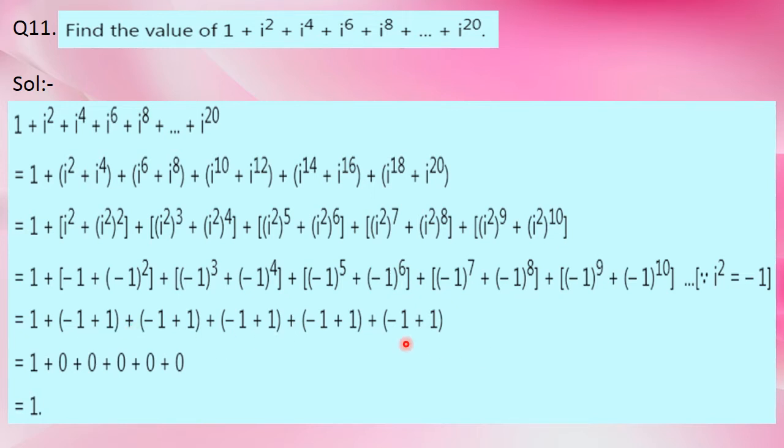Now we see each bracket contains negative 1 plus positive 1, which is 0. So all these brackets are 0 except 1. 1 is equal to 1. So we got the answer as 1.